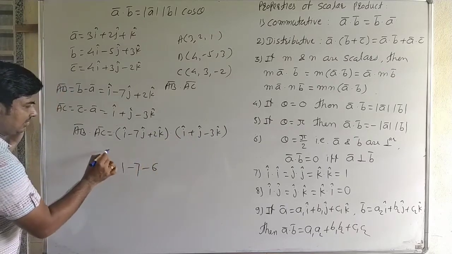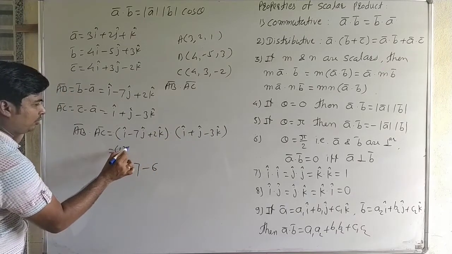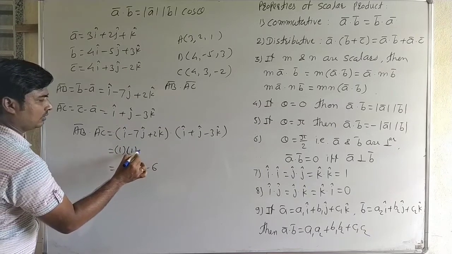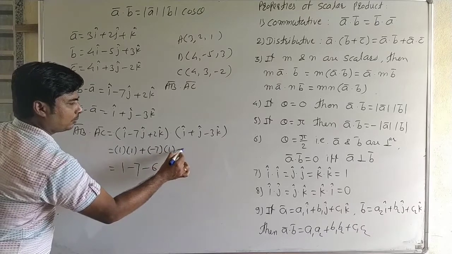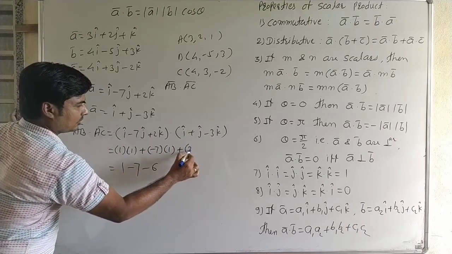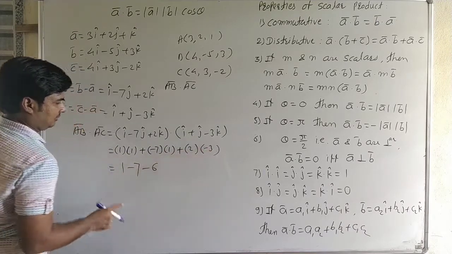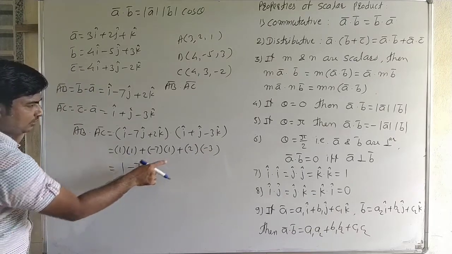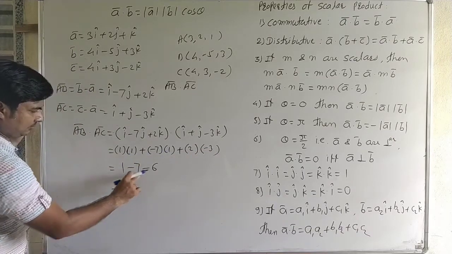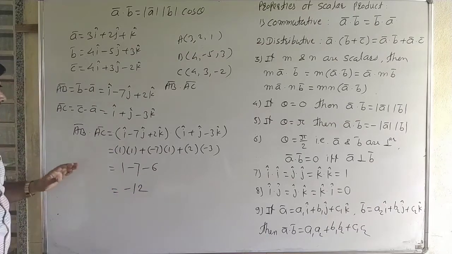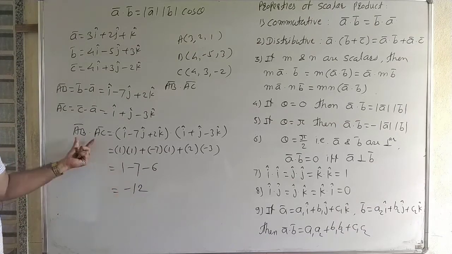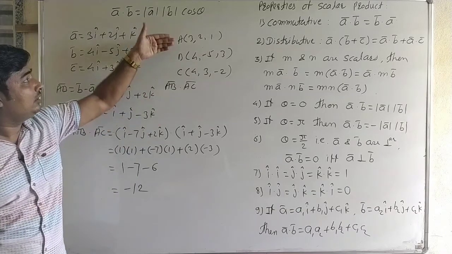Okay, that is, here it is 1 into 1 plus minus 7 into 1 plus 2 into minus 3. It is 1, it is minus 7, and it is minus 6, and then it is minus 12. Okay, minus 12 is the dot product of these two vectors AB and AC when the three points are given.